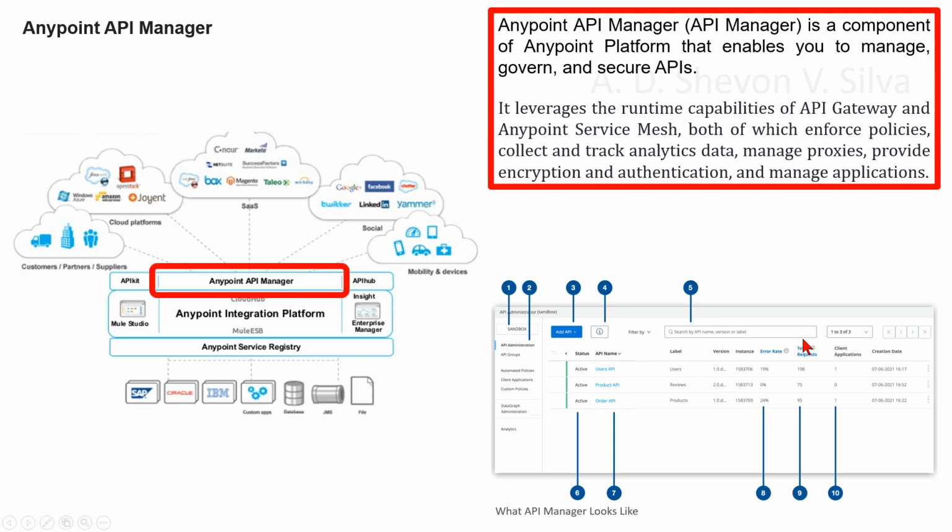Number 5, search. Search enables you to search for managed APIs using the API search field. Searches are case insensitive. Filter search results by selecting active.